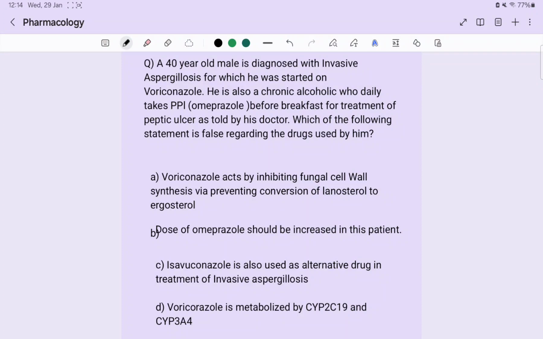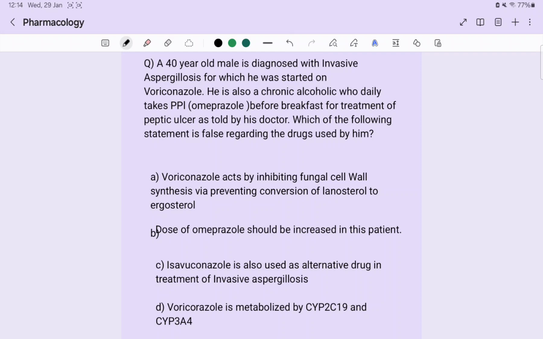A 40-year-old male is diagnosed with invasive aspergillosis for which he was started on voriconazole. He is also a chronic alcoholic who daily takes a PPI, that is omeprazole, before breakfast for treatment of peptic ulcer as told by his doctor. Which of the following statements is false regarding the drugs used by him?